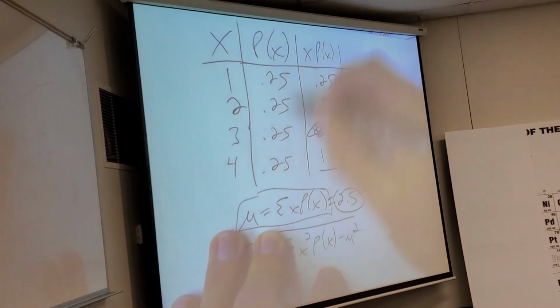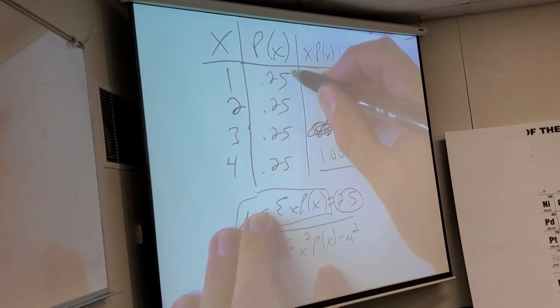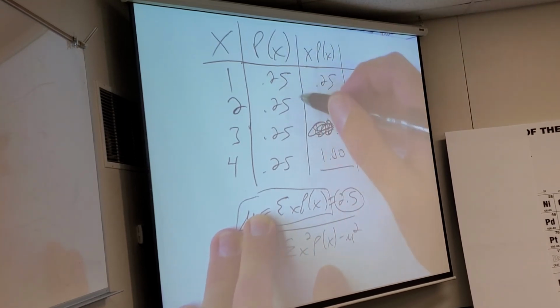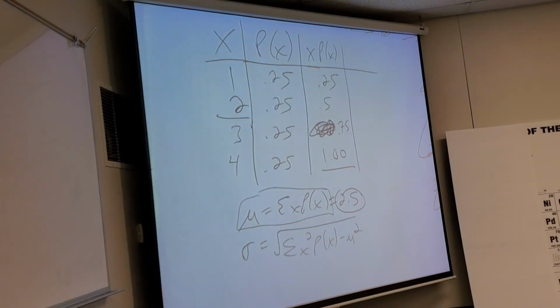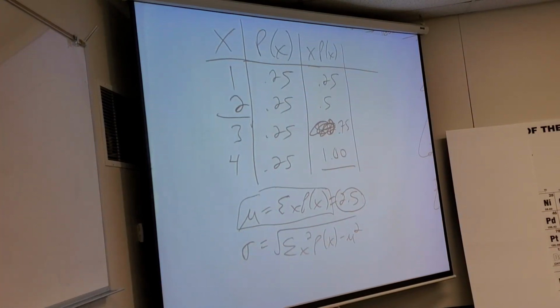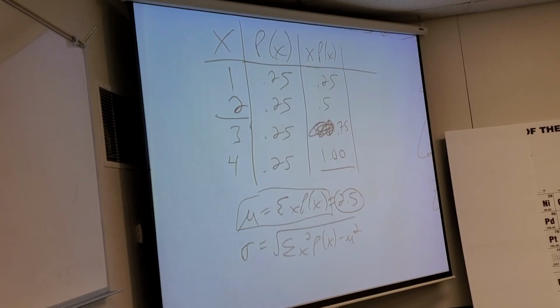Why does it make sense? These are all equally likely, right? So where should the mean be? Right in the middle: 2.5. It's only when the weights are off kilter that you get a mean that's pulled one way or the other.